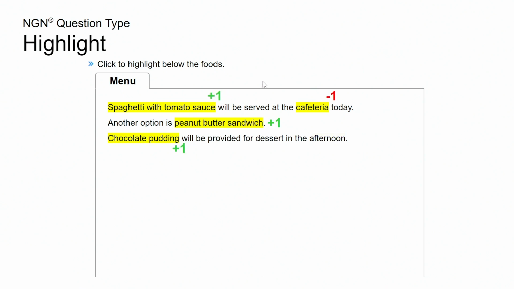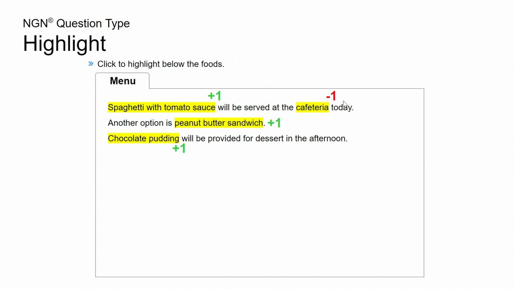The little pluses and minuses here give you an idea of where you're getting points. So this one, just like the other types of NGN item types, is going to be partial credit scoring, which is really exciting for us because it gives us more chance to get points. So here we can see that we were correct. Spaghetti is a type of food. You get a +1. Same for peanut butter sandwich and chocolate pudding. We get 3 points there out of 3 possible points. Those were the 3 options to pick.